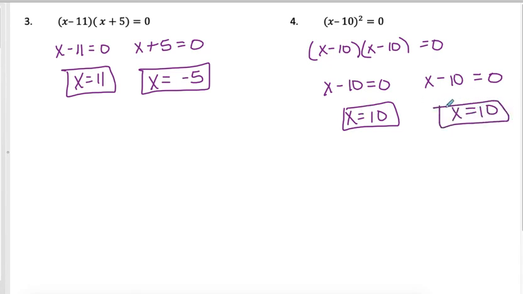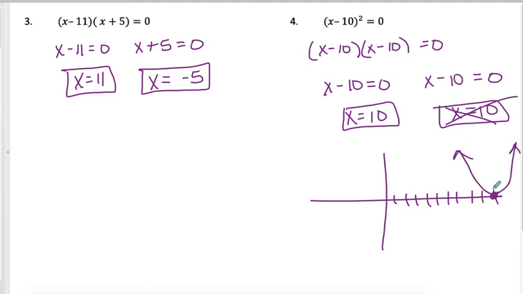Okay, so we don't have to write both of these because this is going to be one where we go to 10, 1, 2, 3, 4, 5, 6, 7, 8, 9, 10. And this one is going to be like this, where we only have one solution or a repeated solution there. This one would go 11 over and 5 over, and we would have two solutions.